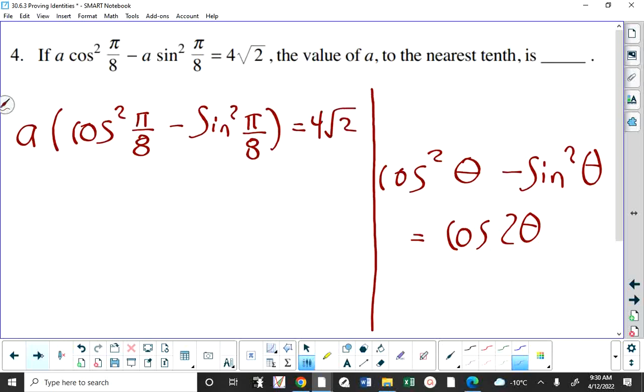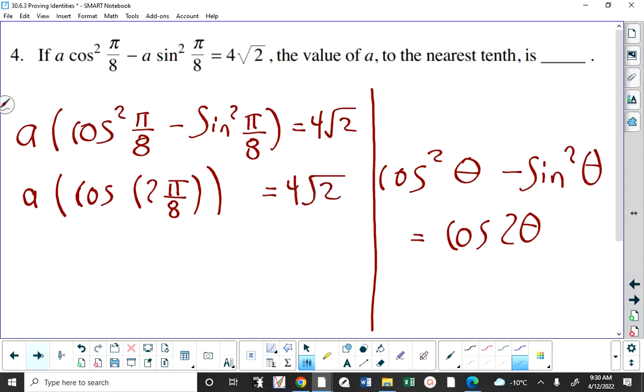Is that okay? Okay, but now we can use this identity for cos squared minus sine squared. It's going to be cos of 2 times that angle of pi over 8. And this is equal to 4 root 2. Now we're doing this because we're after a.